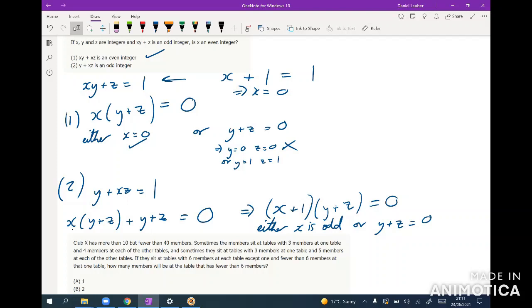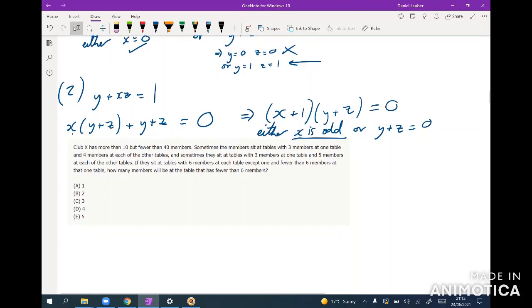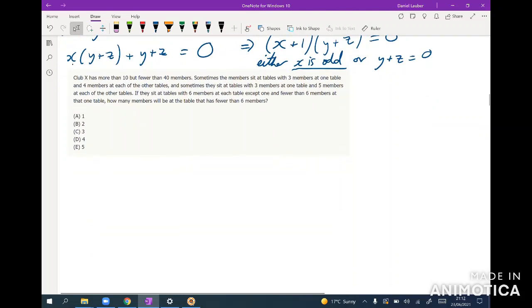Well, actually, wait, x is odd. So that's told us whether x is an even integer, or y plus z equals 0, in which case, as we know before, it reduced down to the same things before. X is odd, or we go back to this case, which leads us to x is even. So in other words, we don't actually know. Tricky second bit. We nearly got there, but we ended up saying that either x is odd or x is even.